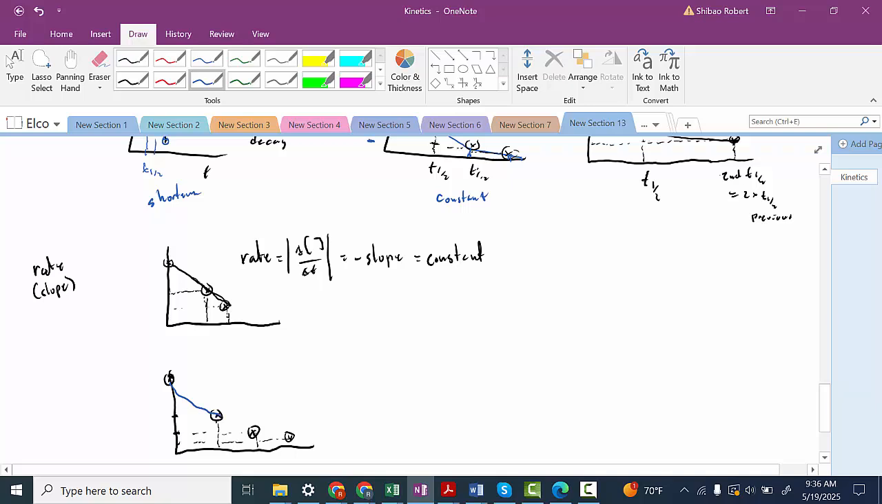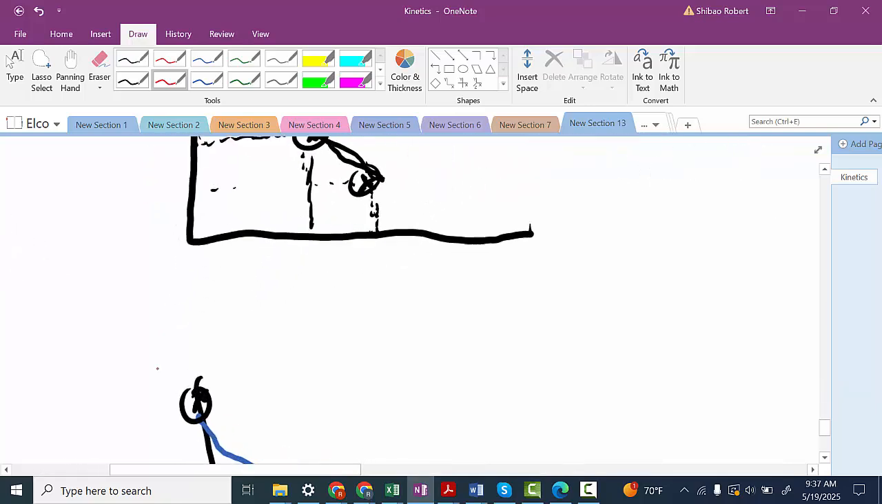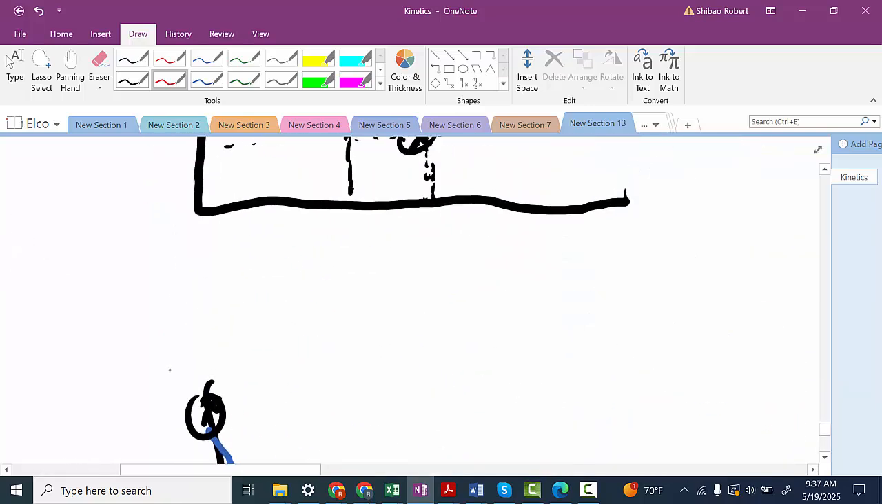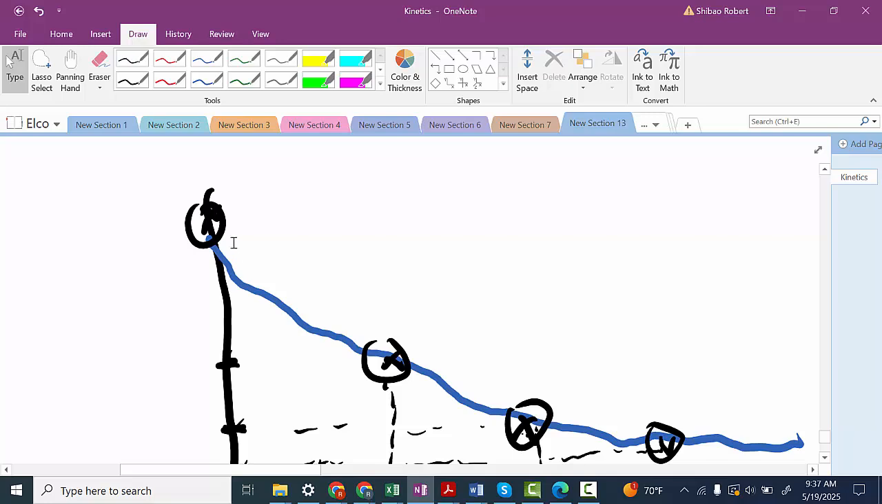It's curved, but it's hard to freehand the curve here. Now if we zoom in and take a look at the slope, the slope is constantly changing on this curve.